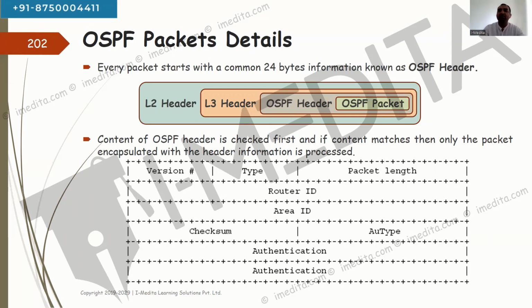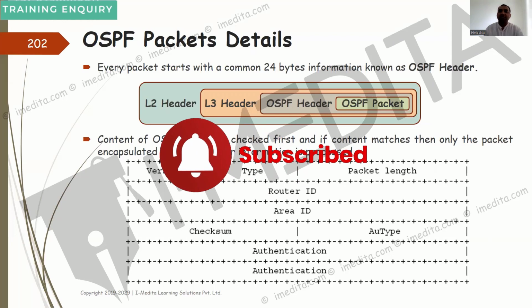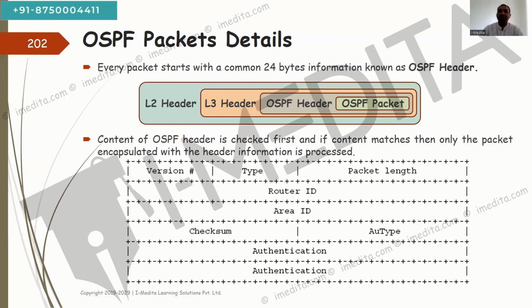The OSPF header is the 24 bytes long common header for all different types of packets, whether it's a hello packet or DBD. This is how the OSPF header is going to be placed inside an IP packet. You can see that there is a layer 2 header, which could be Ethernet or maybe frame relay or anything. Then at layer 3, that would be the IPv4 header, and then we have the OSPF header, and thereafter we have the OSPF packet, whether it is a hello packet or DBD or LSR or LSU.